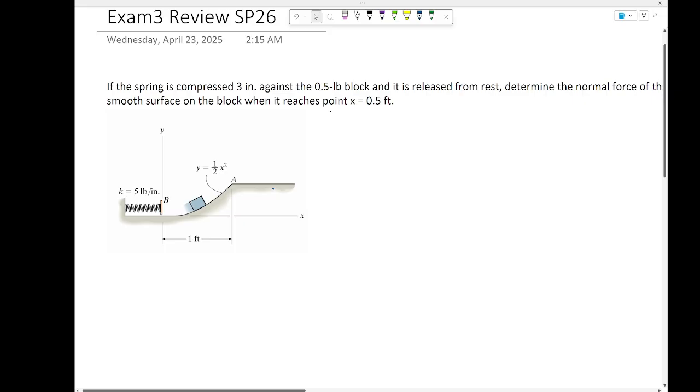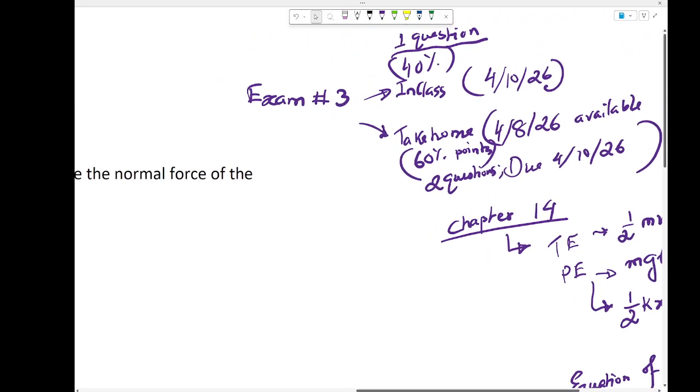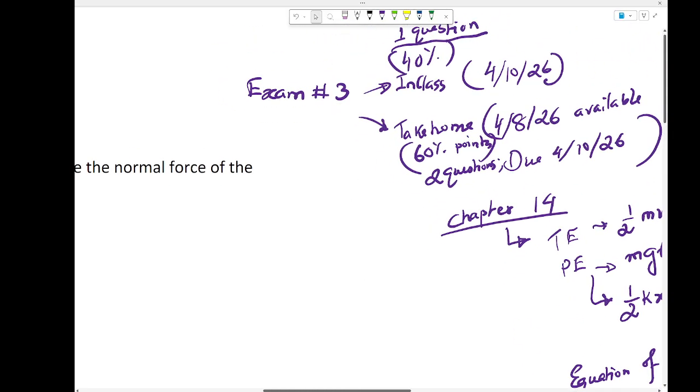Sorry, exam 3. Why did I say final? It does say exam 3, right? Nowhere does it say final, so don't get confused. Exam 3. So exam 3 in class is on Friday, and the take home is due then.